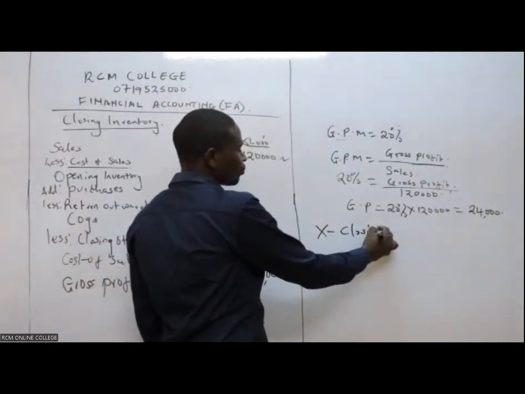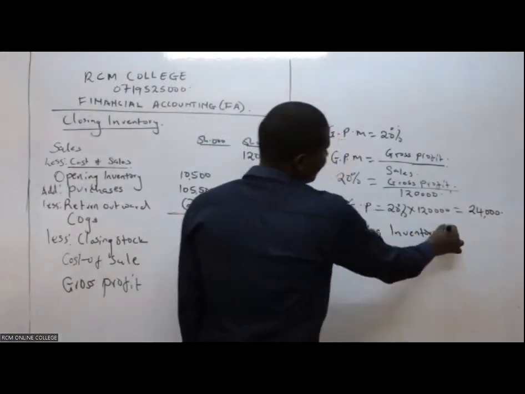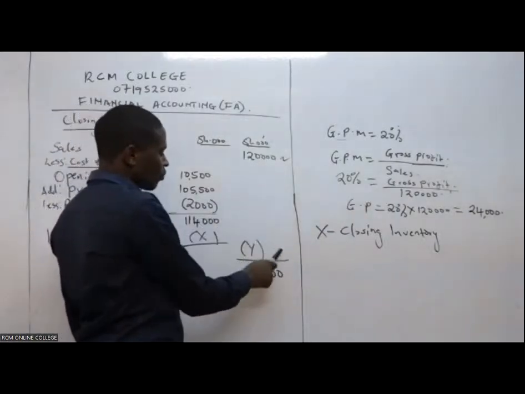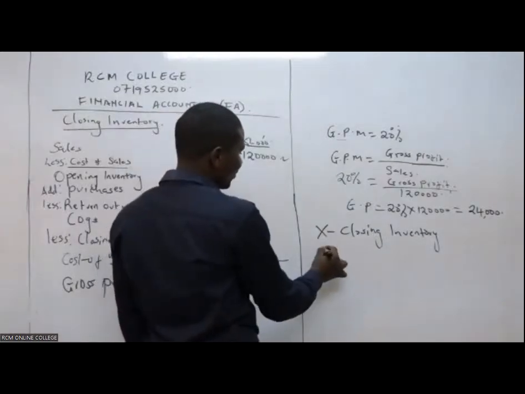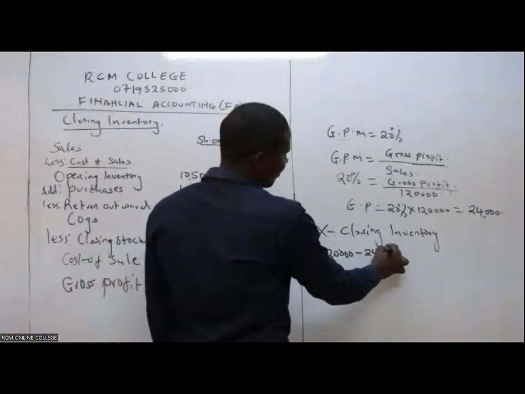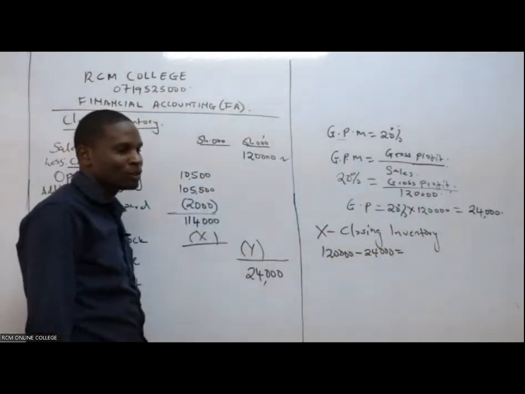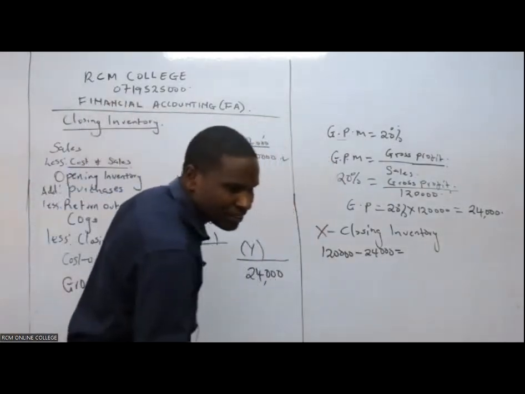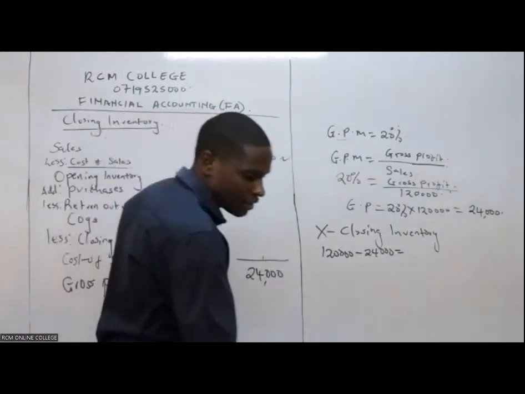Somebody get Y fast. Closing inventory is what we are interested in. It will be 120 minus Y is equal to 24. So it is 120,000 minus 24,000. That will give you what? How much are you getting? A good student can give me this very fast. 96,000. So my Y there is 96,000.